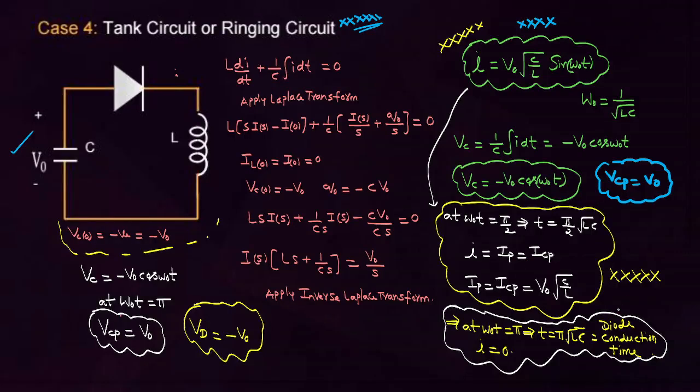Here also, the device conduction time is pi root LC only. Where is the current maximum? At a time of pi by 2 root LC. Where is the current 0? At a time of pi root LC. Those same points are applicable here too.